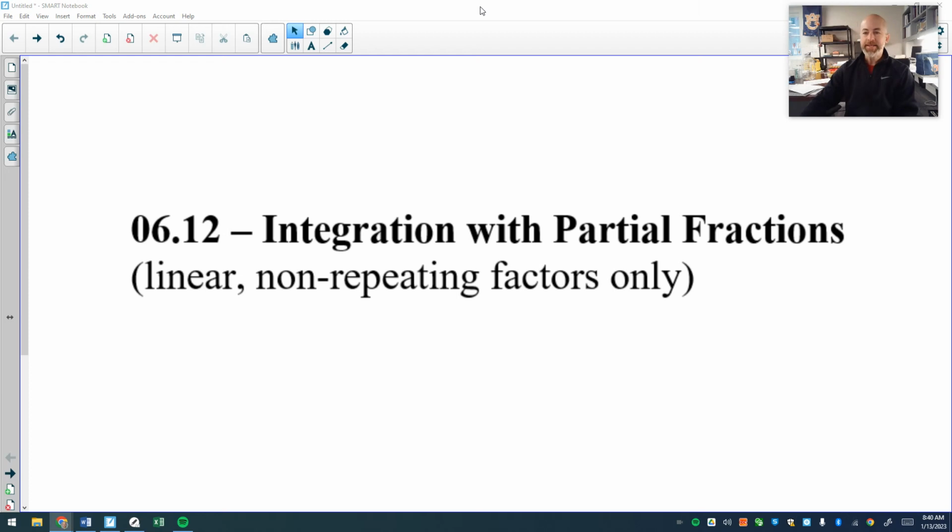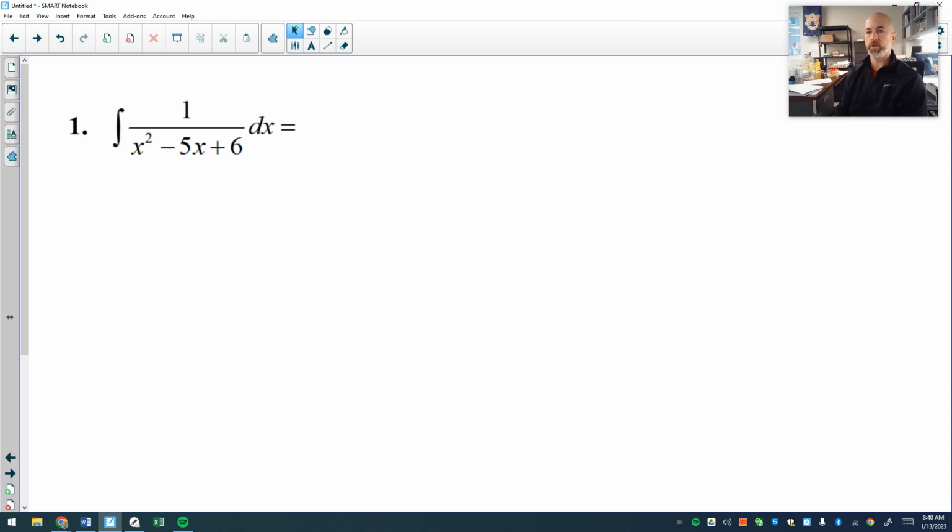We are going to look at integration with partial fraction decomposition. In this lesson, I will be looking at only linear non-repeating factors. I am also going to do this with the assumption that you know how to do partial fractions. If you do not, there are many videos on YouTube. I have one of my own, which I will link below if you need a refresher on how to actually perform partial fraction decomposition. So looking at number one here, we have 1 over this stuff.